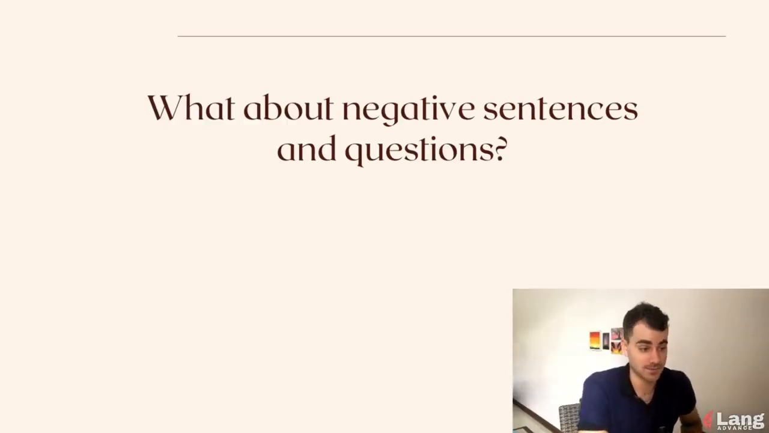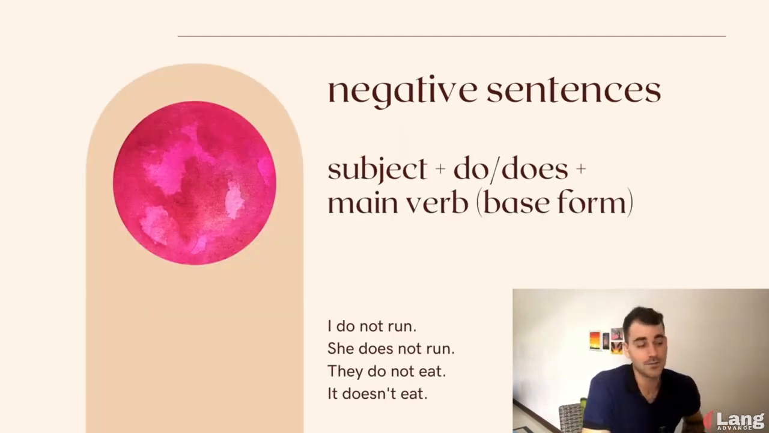There's two more kinds of sentences, negative sentences and questions. So far, we've only talked about positive sentences. Let's investigate. For negative sentences, we use this form. Subject plus do or does plus main verb, base form. I do not run. She does not run. They do not eat. It doesn't eat. So after do or does, we have to put not to express negative.